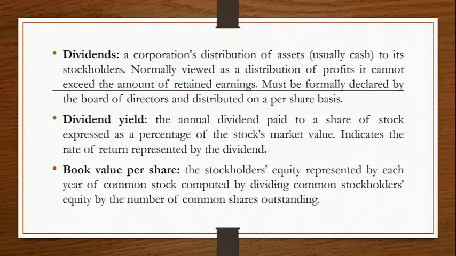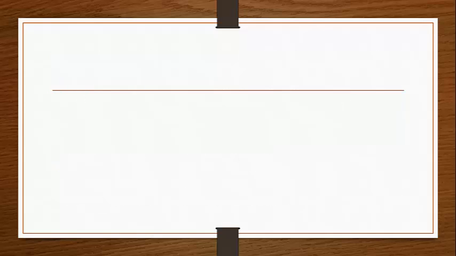Retained earnings is the amount retained by the organization every year, and it grows with the passage of time. The sum total of paid-in capital, additional paid-in capital, and retained earnings, when divided by the total number of shares outstanding, gives us the value called book value per share. Later, in the next video, we will see how we can calculate dividends, dividend yield, and book value per share.